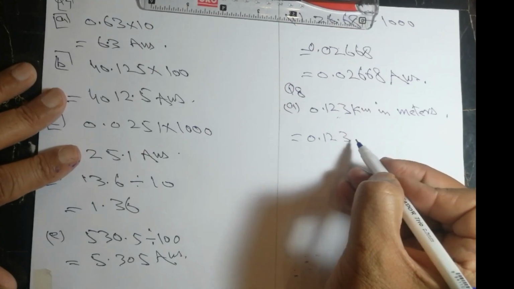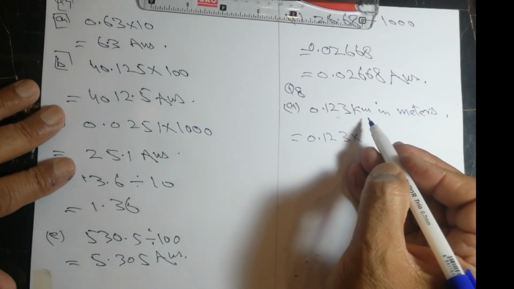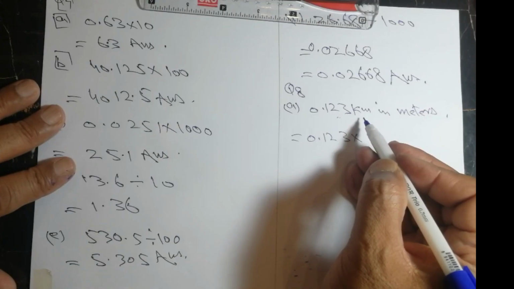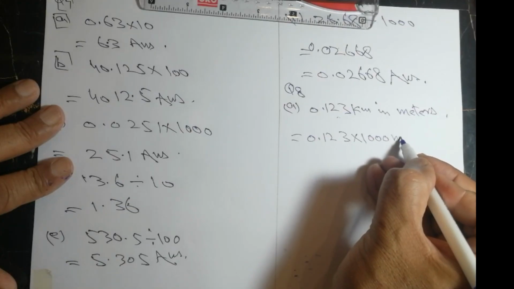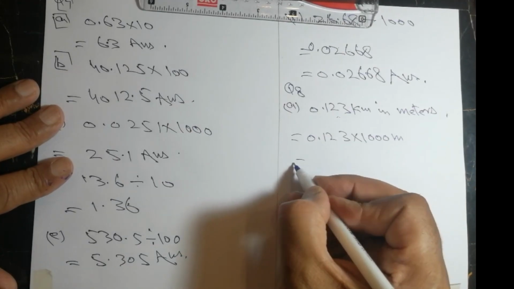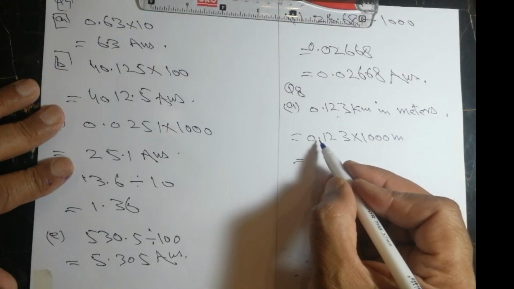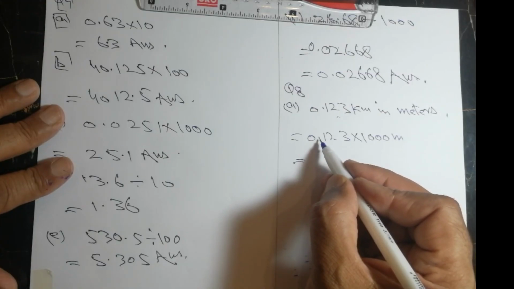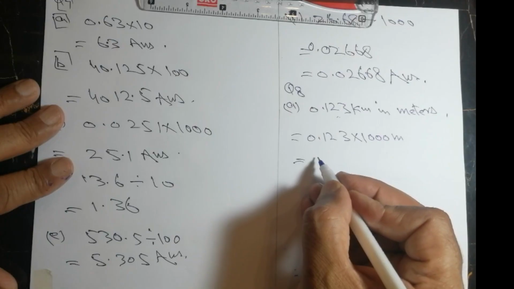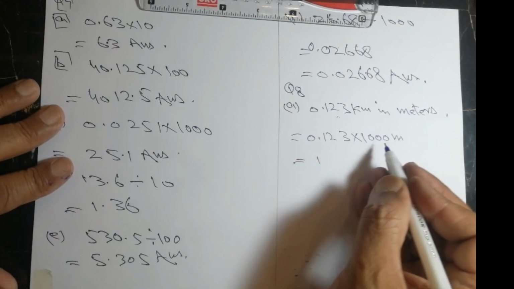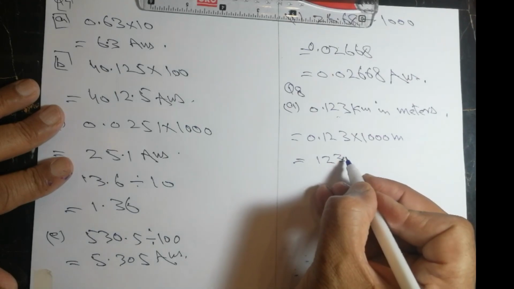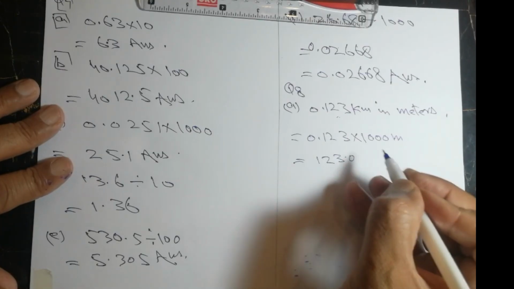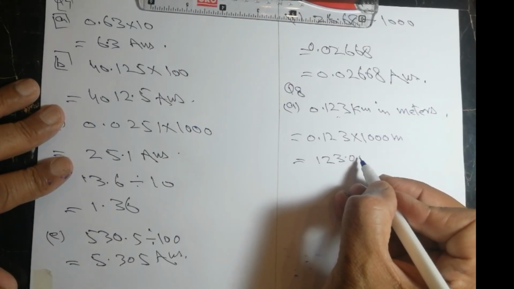0.123. We will multiply this with 1000, because in 1 kilometer there are 1000 meters. So it is changed into meters. In multiplication, the decimal moves from left to right. So 3 digits, because 3 zeros. So the decimal will be 123 point, it will come here, we can put a 0 here. So this is 123 meters.